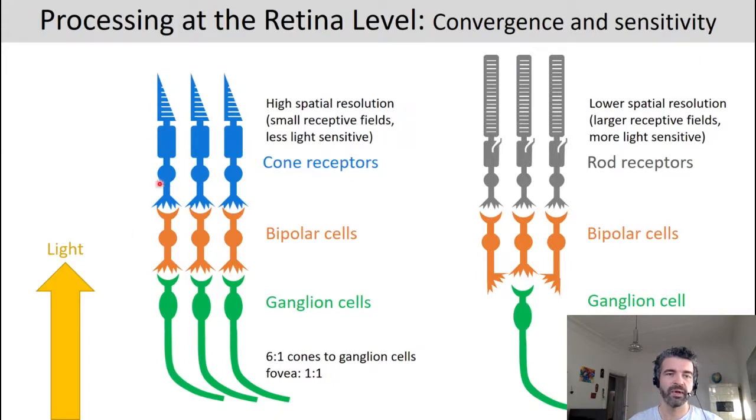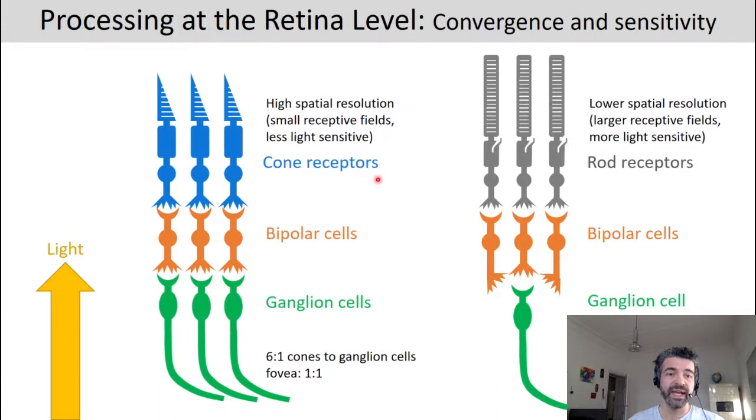So only one cone receptor can activate a ganglion cell. For rods, it is a much higher convergence. So on average, 120 rods can activate one ganglion cell. It is depicted here for 3 rods, just to illustrate the principle.